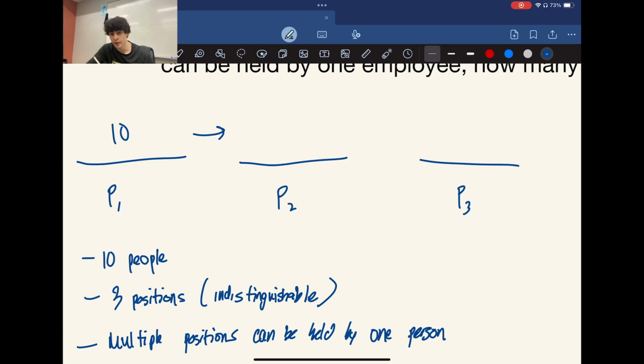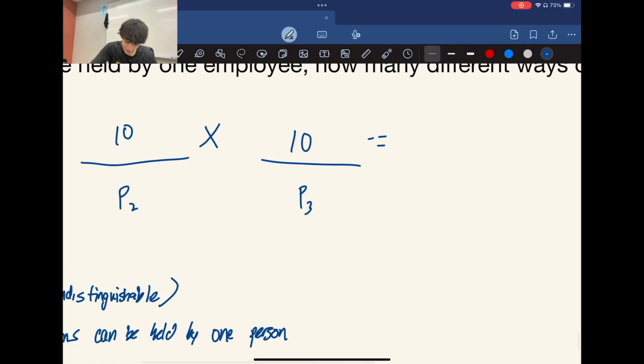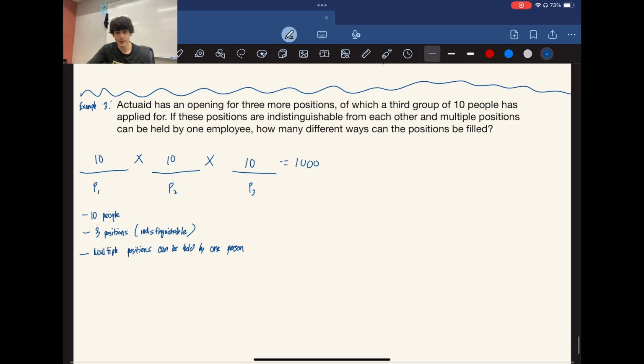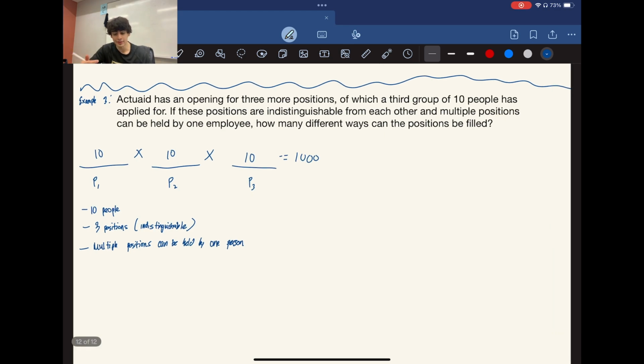If 10 people could hold position 1 and position 2 could be held by the same person who held position 1, and no people are sort of being denied a position here, the chance to have one, 10 people could hold position 2, and by the same logic, 10 different outcomes of people could hold position 3. The events are all independent from each other, which means we can multiply them out, and we actually see that there are 1,000 different ways that these positions could be filled. There are 1,000 different unique combinations of people that could fill these positions.